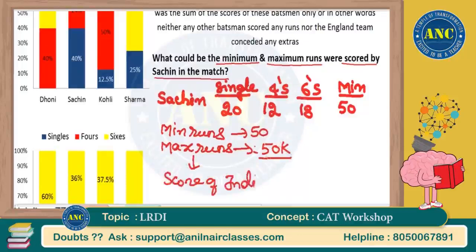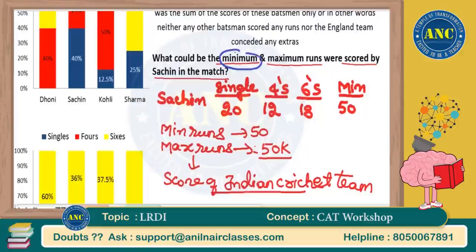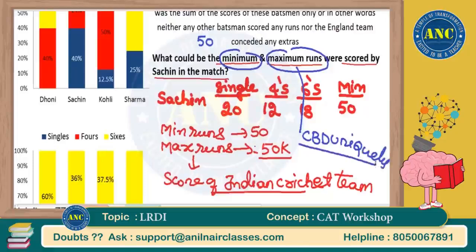Because the score of the Indian cricket team is not known, the maximum runs for Sachin cannot be determined. Minimum runs answer is 50. Maximum runs answer is cannot be determined uniquely. I hope it is clear, right?